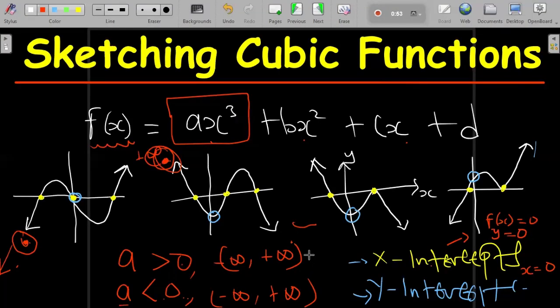All right, so those are the rules that we are going to be using. Remember, if the coefficient here is greater than 0, meaning it's positive, your graph should start from down and then go up, just like that. And if your a is less than 0, meaning it's negative, your graph should start from above and then go down like that.